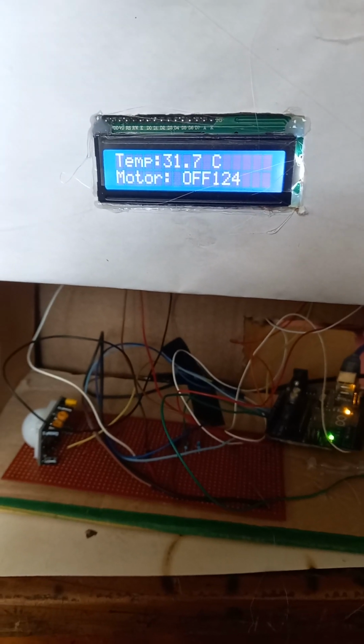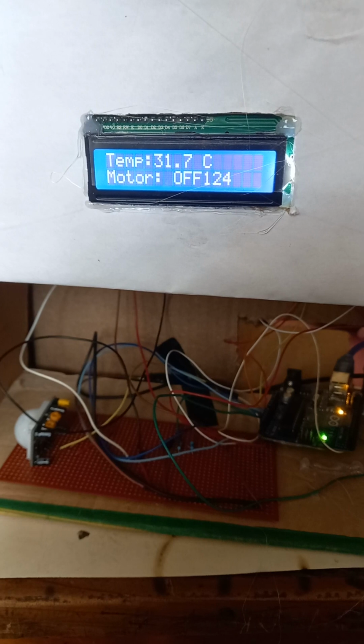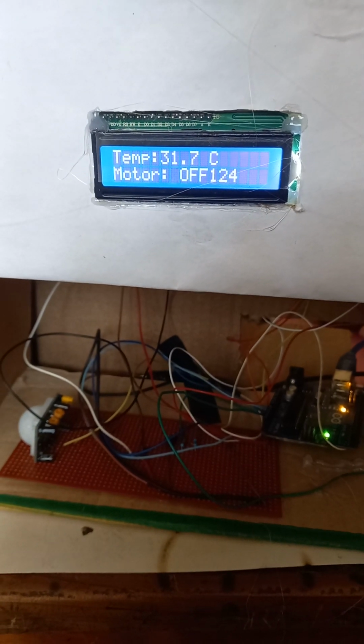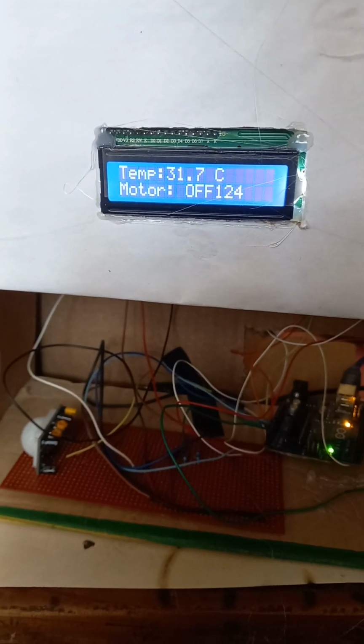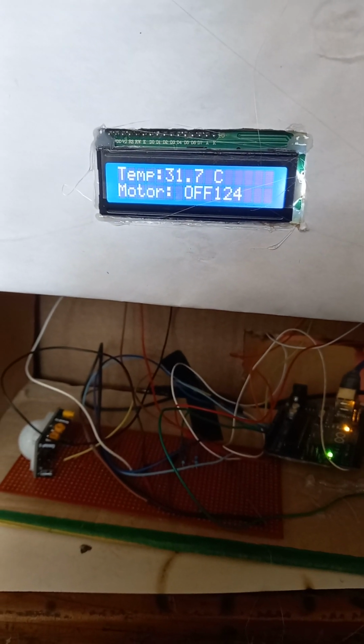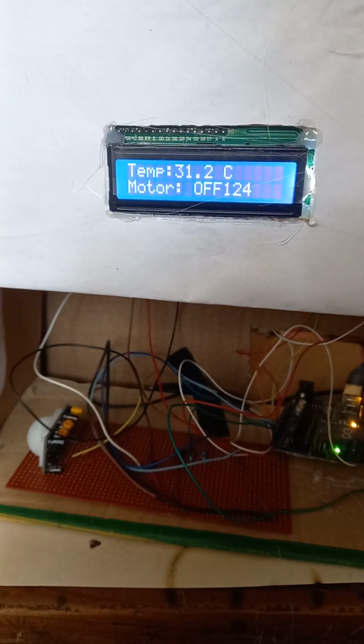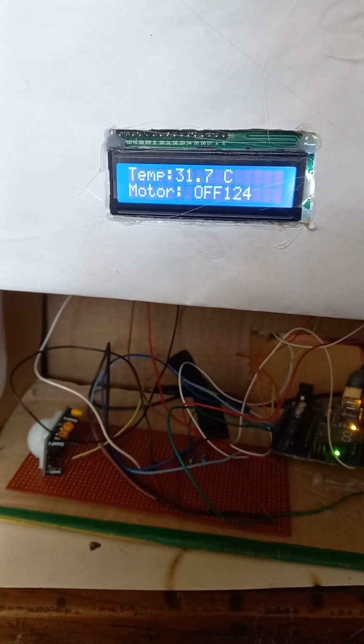This project is about automatic fan control. It can be applied in various fields, for example, in hospitals. You can also use it at home. We have a passive infrared sensor that will detect if there's a human being in the room. If a human being enters the room, the fan will turn on.